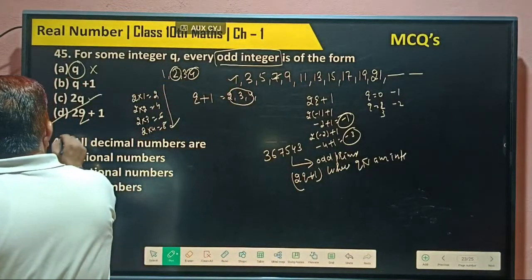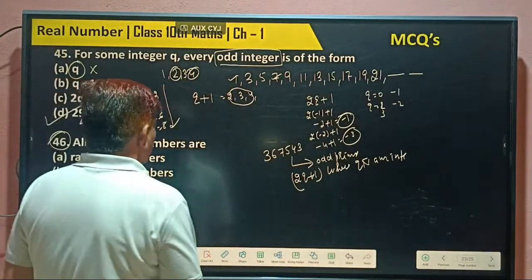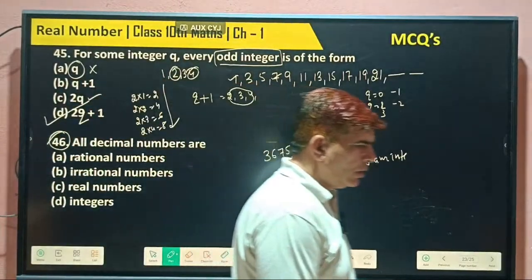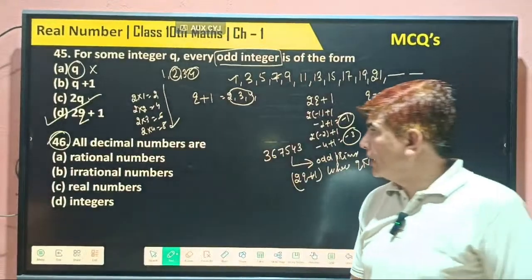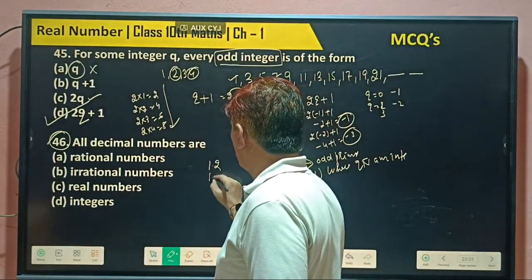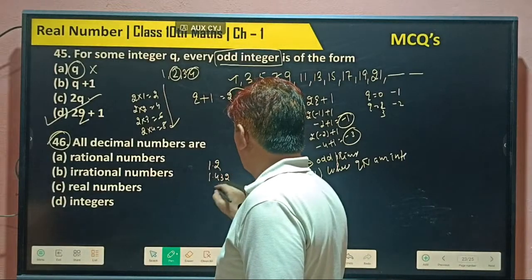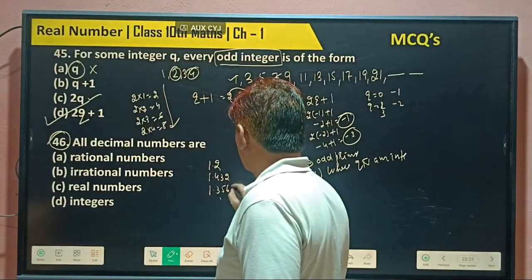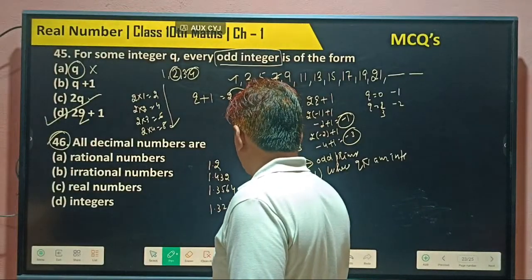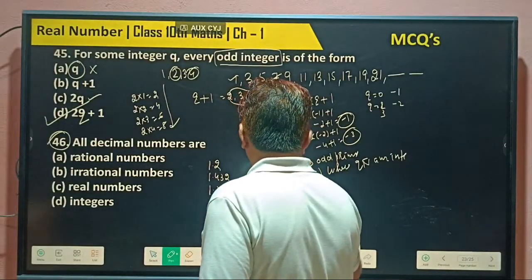Next, 46. All decimal numbers. Decimal number means 1.2, 1.432, 1.3564, 1.32154312 continuing till infinity.